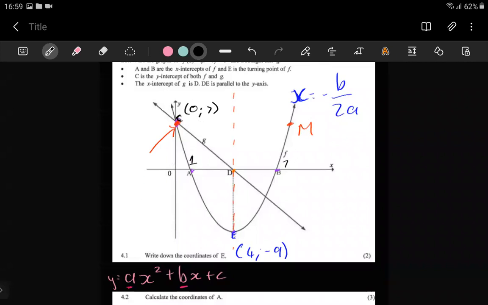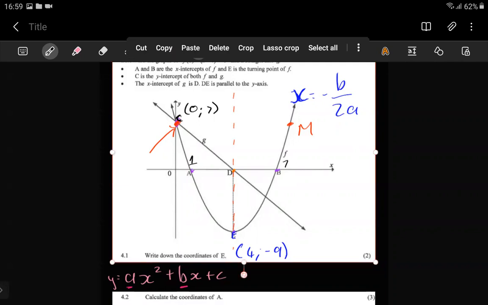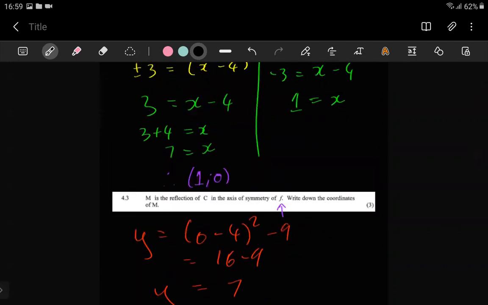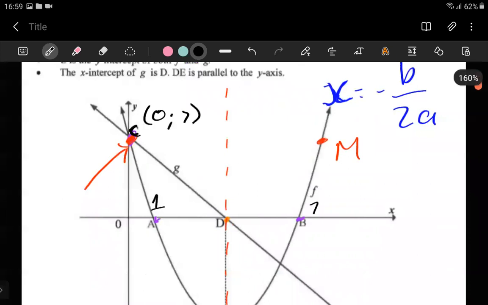But remember, just try and not feel like the answer has to be something fancy, you see. So for example, whatever they tell you, always make use of that to help you. So do you see that here they told us that M is a reflection of C? Do you think that them telling us M is a reflection of C is something useful for us to use?